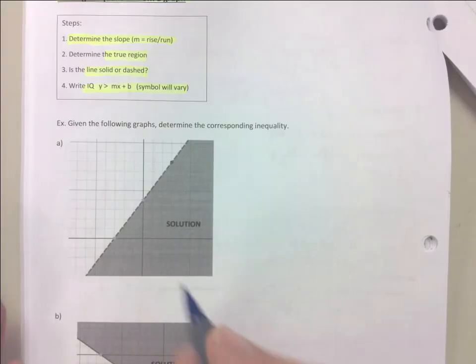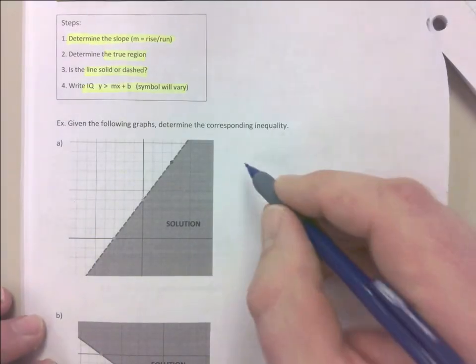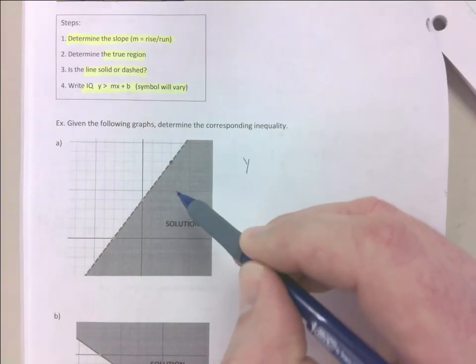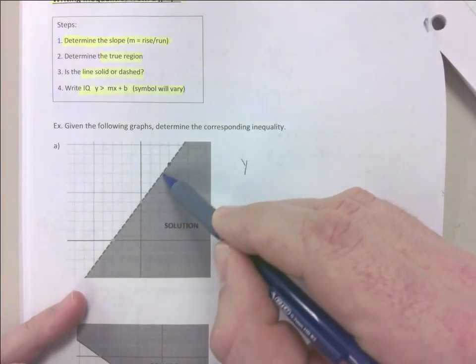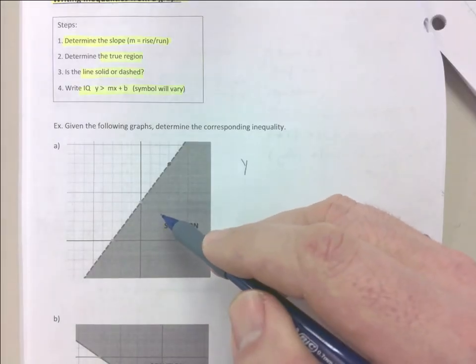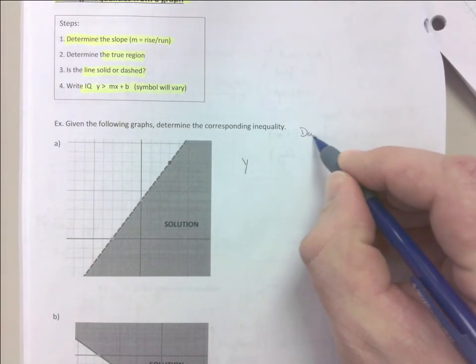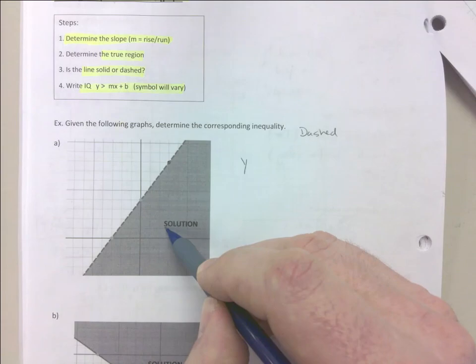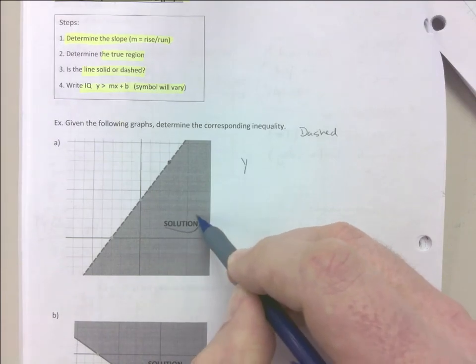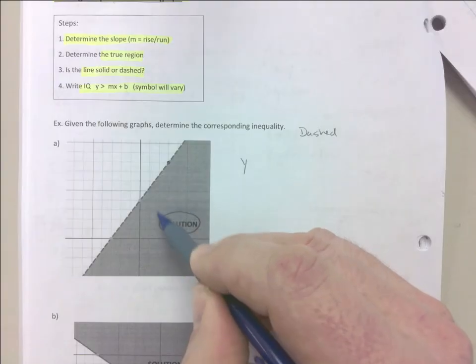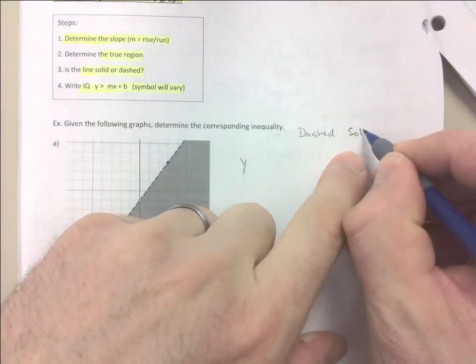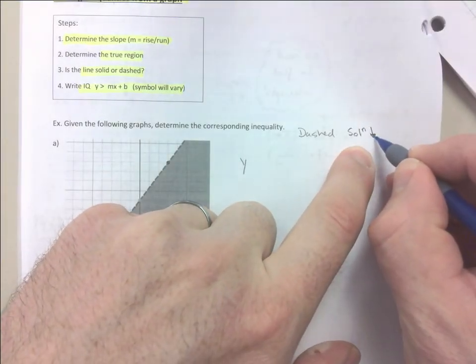So what I do if I'm asked to write inequalities, I go like this: y, and I look at the line, right? It's dashed, so that's something that I'm taking into account, dashed. And where's the solution? Don't worry about the shading. Where's the solution at, right? It's below the line, correct? Solution is below the line.